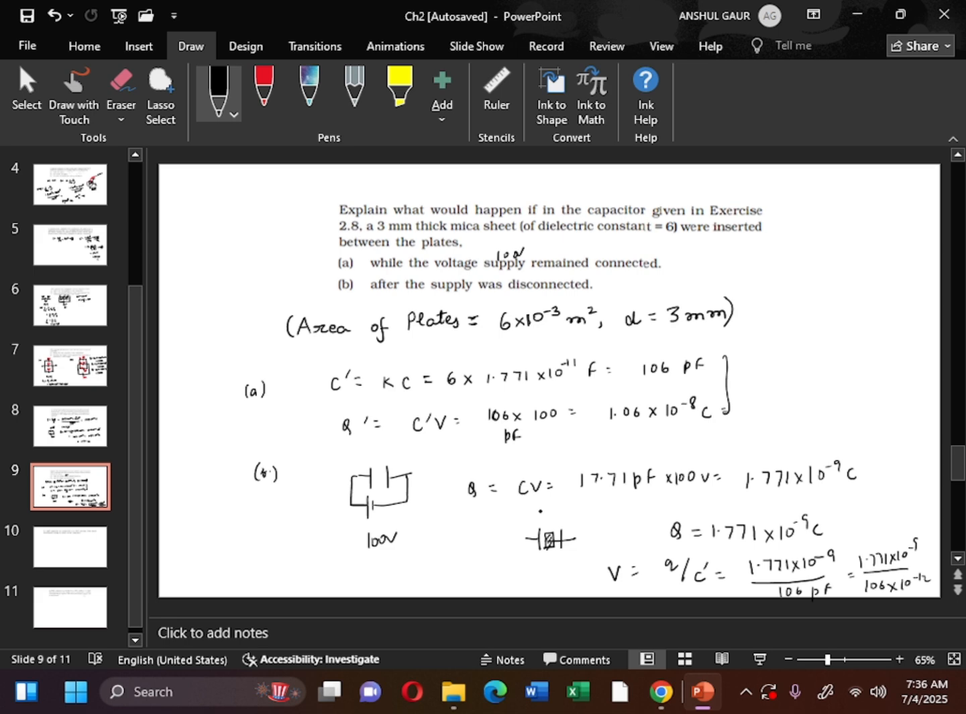After solving this, we can find out the value of the voltage. This value comes out to be 16.7 volts. So this is the voltage in the B part. So the charge is equal to 1.771 into 10 to the power minus 9 coulomb, which is the same as the charge in the previous example, and the voltage is equal to 16.7 volts. So this is the answer of the B part of the problem.